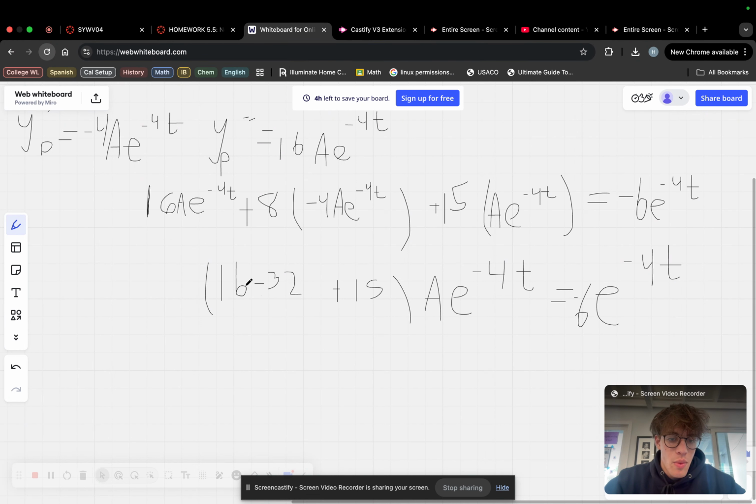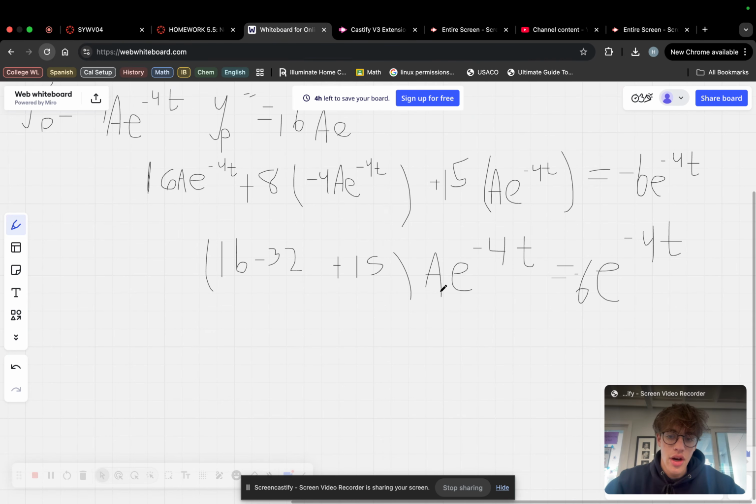Boom. Okay, so this is just negative 16 plus 15, which is negative 1. So negative a equals, and then we're going to divide both sides by this, equals negative 6. So a equals 6.